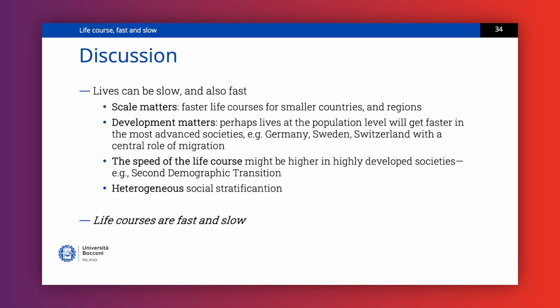So basically, first of all, it's unclear whether life course is getting faster or slower. If you look at macro level data, scale matters. So if you think about the population level for smaller countries and regions, development matters at the macro level for most advanced societies, but also for the speed of life course at the individual level. And we saw that with the multi-level models. We are not really able at the moment to make big sense of the social stratification aspects. So my conclusion is that life courses are fast and slow.